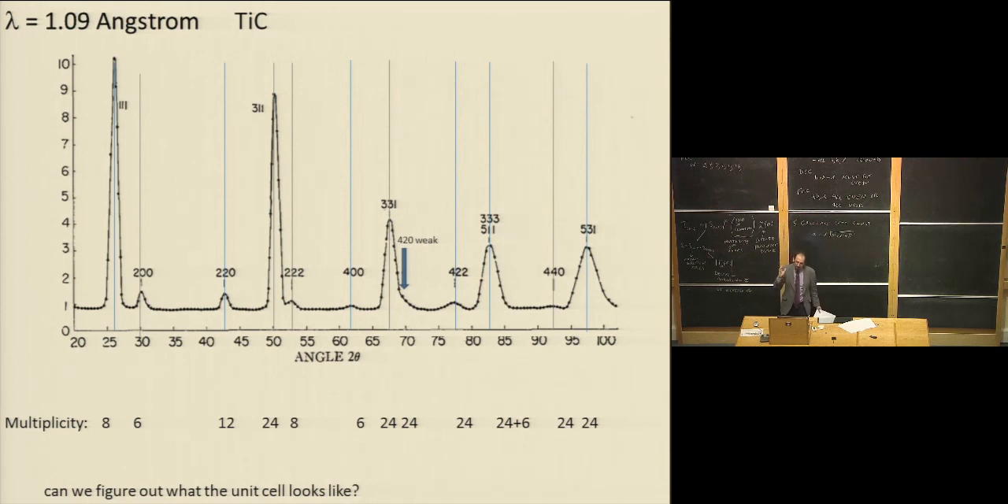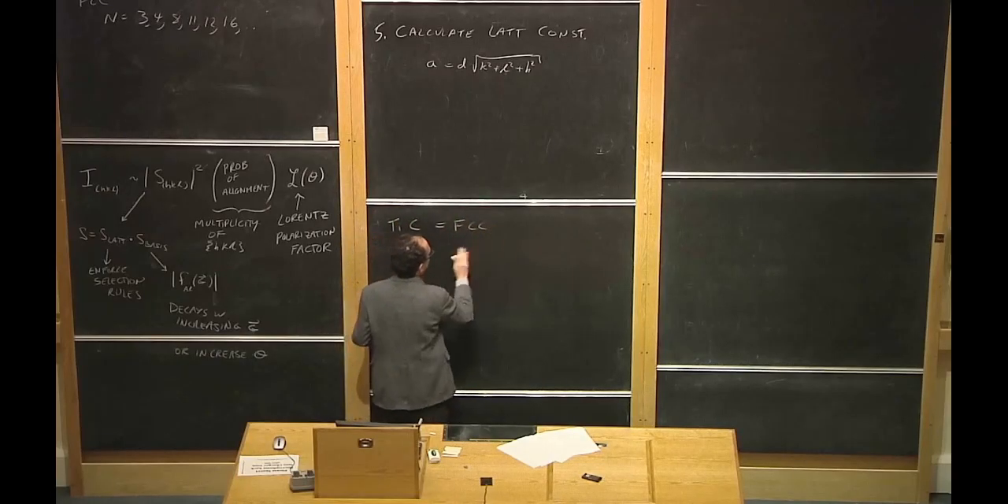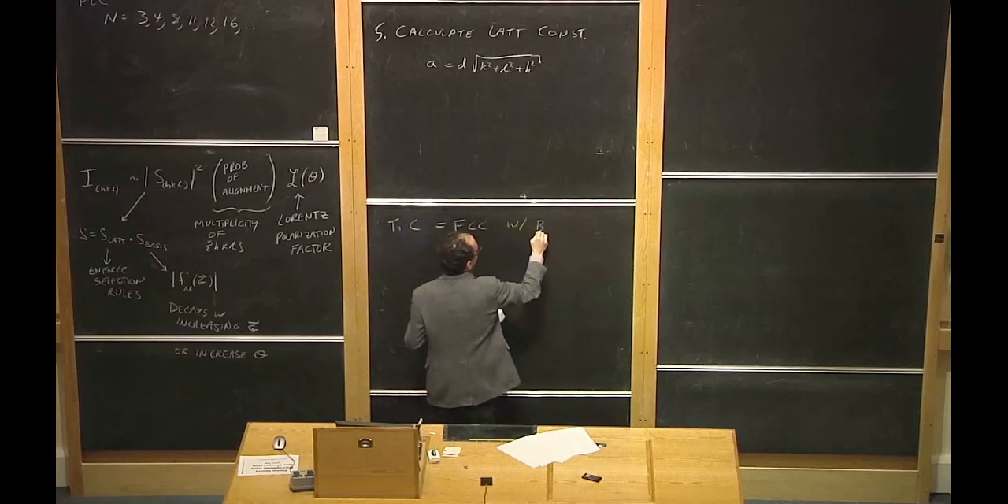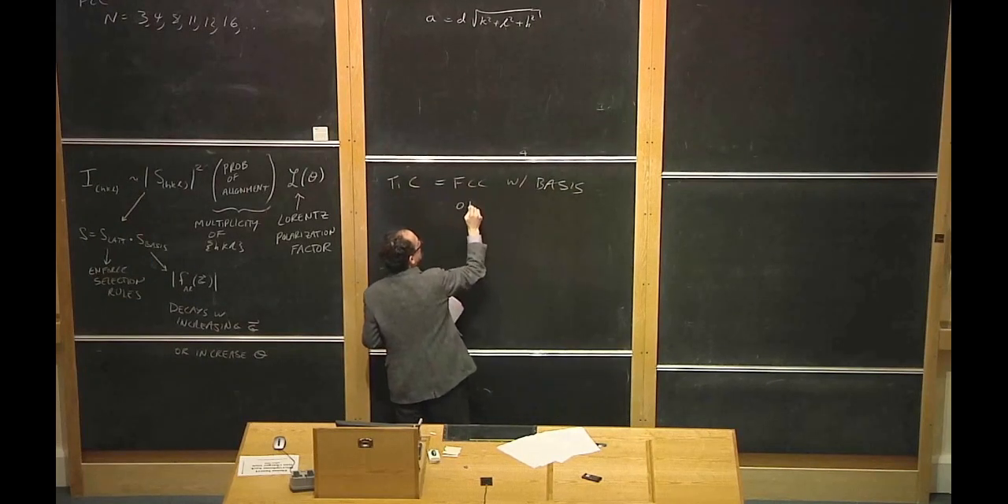Now, this tells us where the peaks are, but there's more information that we would like to get. We would like to know what the basis is. So we know that titanium carbide is FCC, and it has to have a basis with two elements in it, with a basis of two atoms.